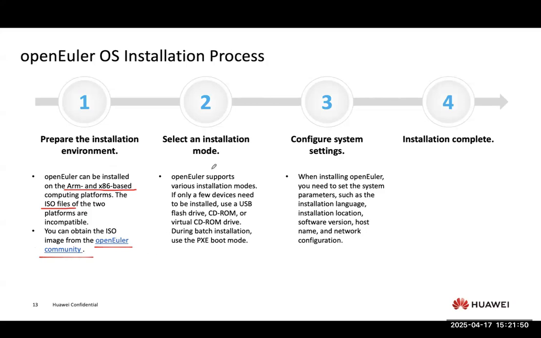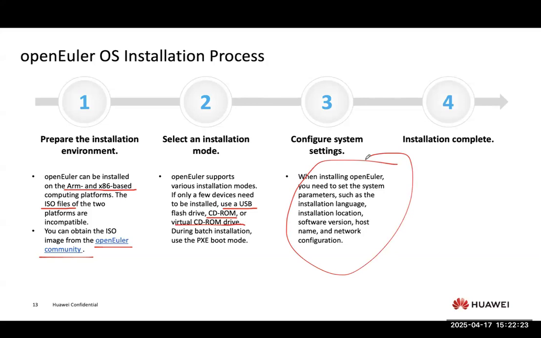So again, when you look at openEuler, it supports different installations. As I said, you can install via USB, via CD-ROM, or via a virtual CD-ROM drive. That's basically when you attach it to a server or to a VM, as I said earlier. When you install it, you can configure it firsthand. So you can configure the installation language, the location where you want to install it, the type of software you want to add, the host name and the network configuration. All those things you can configure on openEuler.